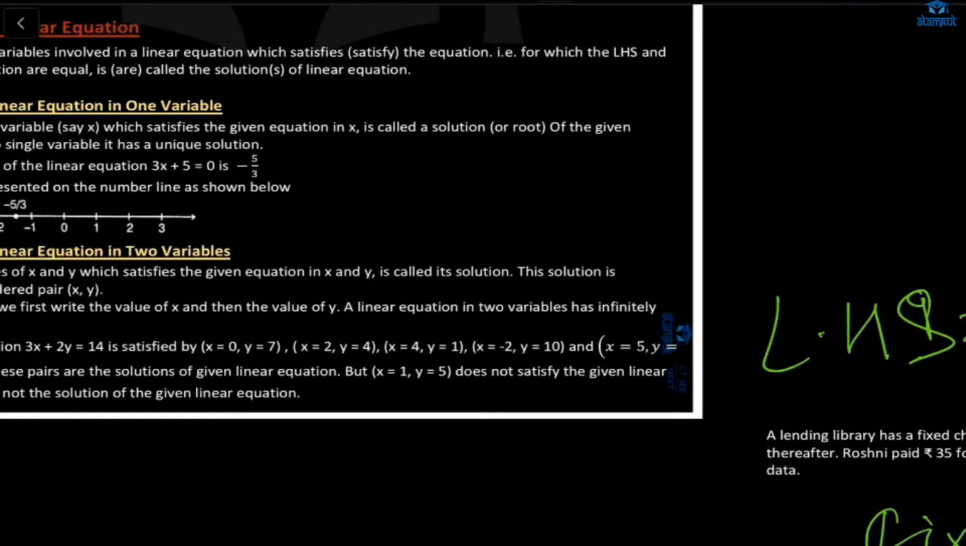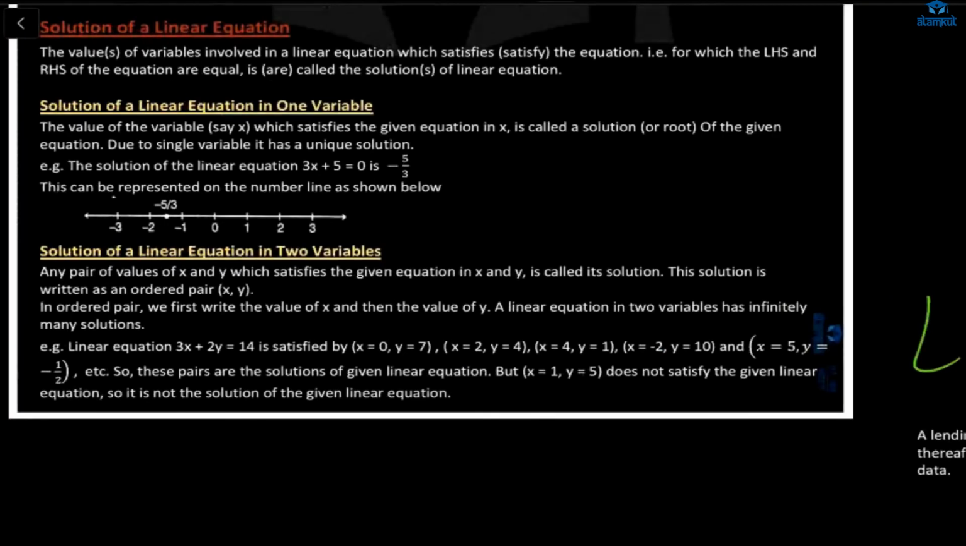So LHS is equal to RHS. And when we were studying polynomials, I told you that for a linear equation in one variable there will be one solution. But for a linear equation in two variables, you will have infinite solutions. Why? For every x, there will be a value of y. Yes or no? We'll check how it is possible that in a linear equation in two variables there are infinite solutions, because for every x there will be a different y.